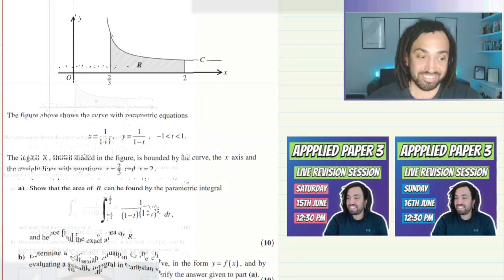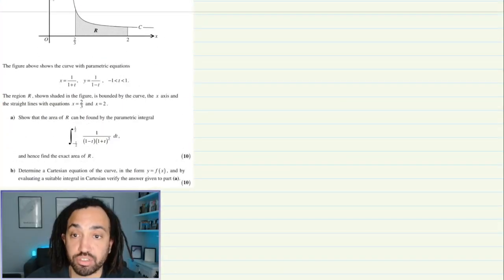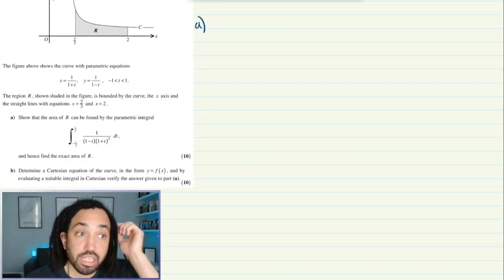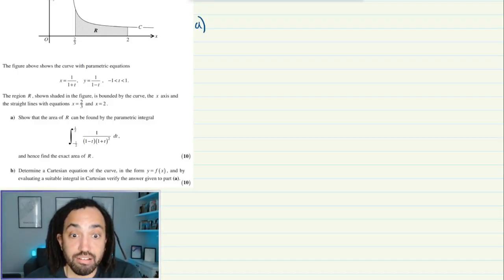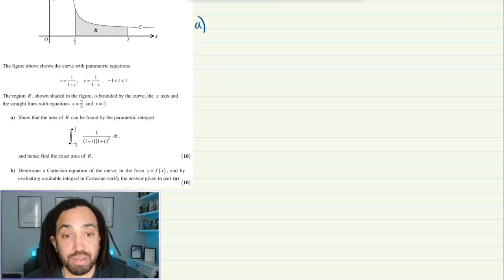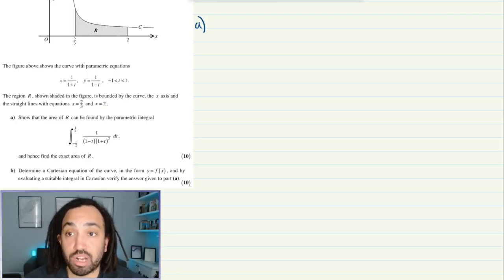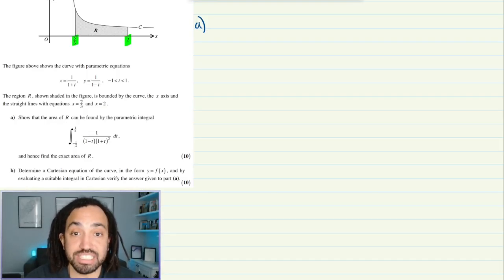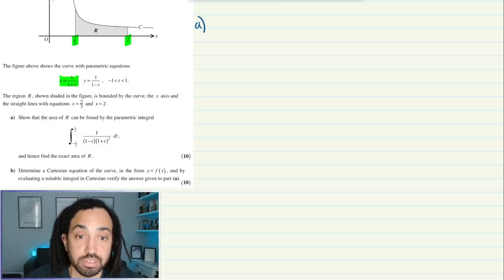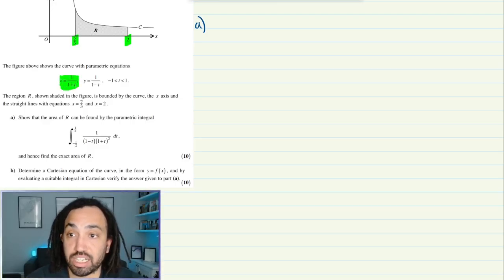Okay, so the first thing we've been asked to do is to show that the area can be written as that with respect to t. So that means I need to integrate parametrically. So at the moment I have my limits in terms of x, so I'm going to need to swap those over. So we know the x values are related to t like this.